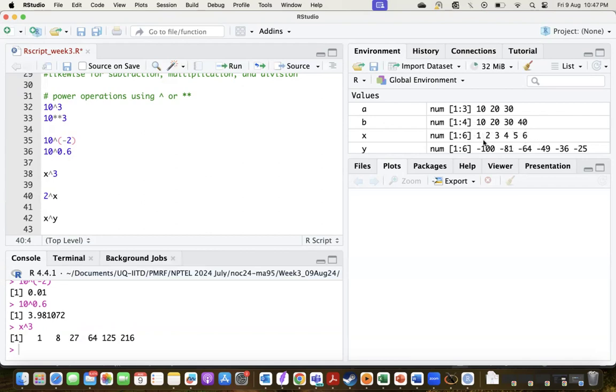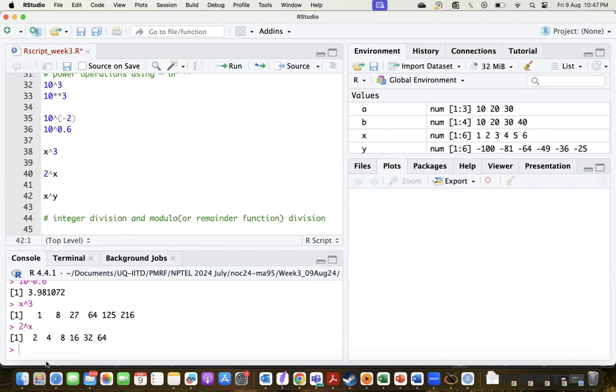Yeah, perfect. So if x is this number here, 1, 2, 3, 4, 5, 6, it's going to be 2 to the power 1, 2 to the power 2, and so on until 2 to the power 6. Right? So yes, that's correct. Okay, so you can have a number to a power of a vector, or a vector to a power of a number, and you can also have a vector to a vector, right?